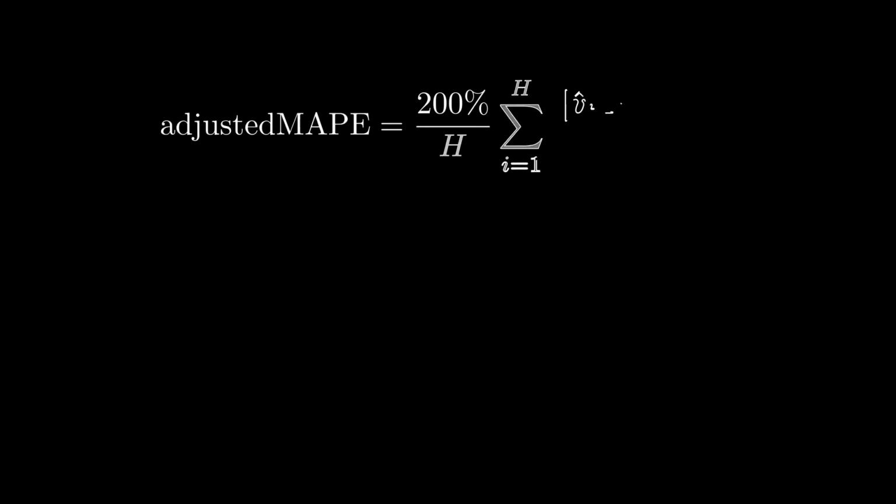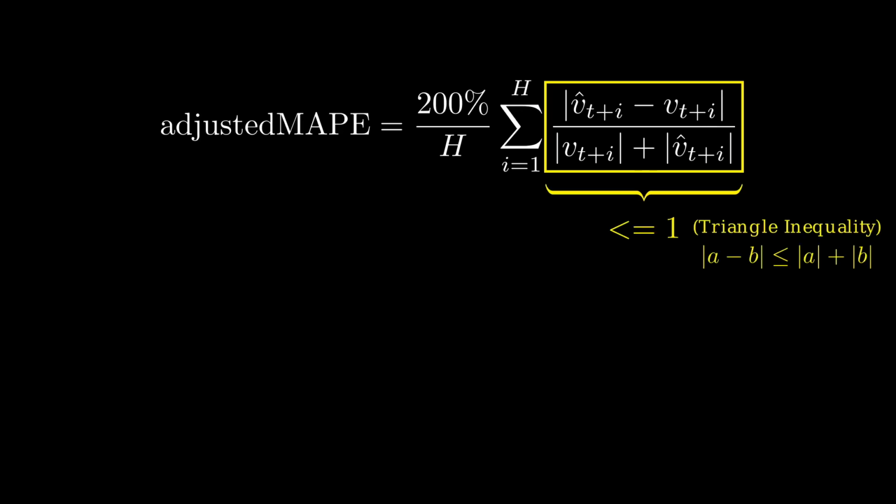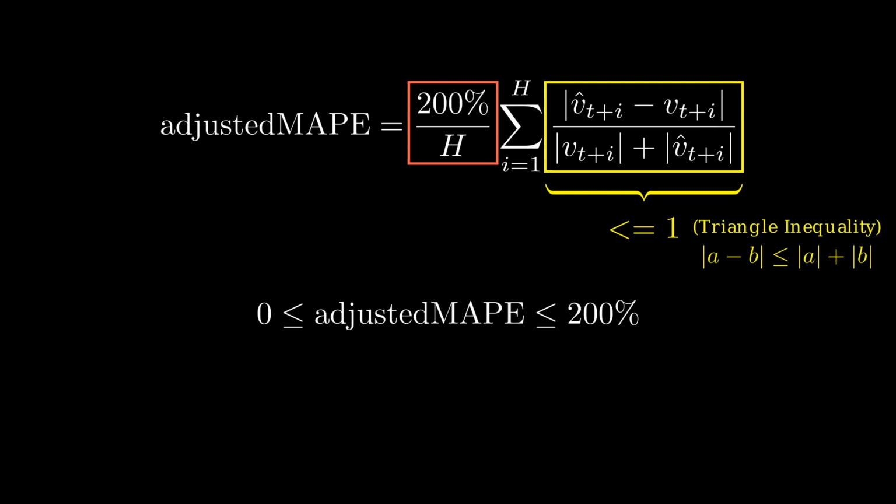The other thing about this adjusted MAPE is that its value is always below 200%. That is because the term inside the summation is always less than 1. Averaging values that are less than 1 and multiplying them with the prefactor results in an adjusted MAPE that is always below 200%. This is in contrast to the original MAPE, which can be arbitrarily high. This results in the behavior of these two metrics to be very different when it comes to outliers.